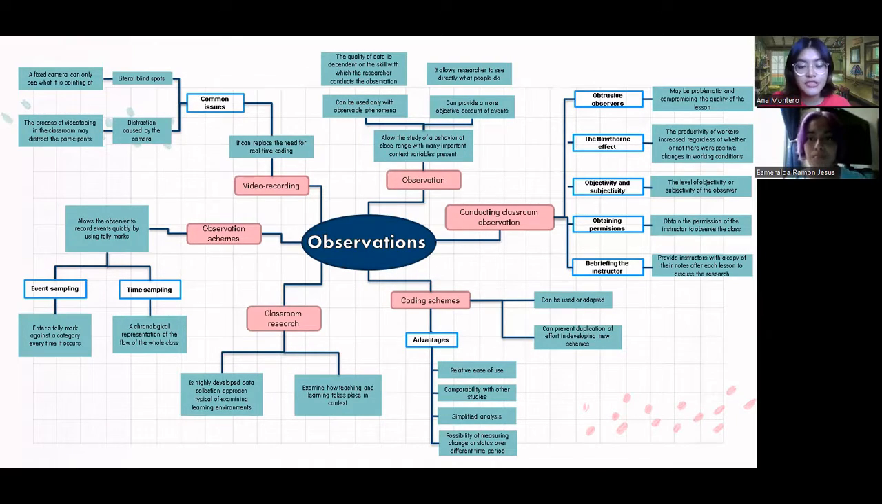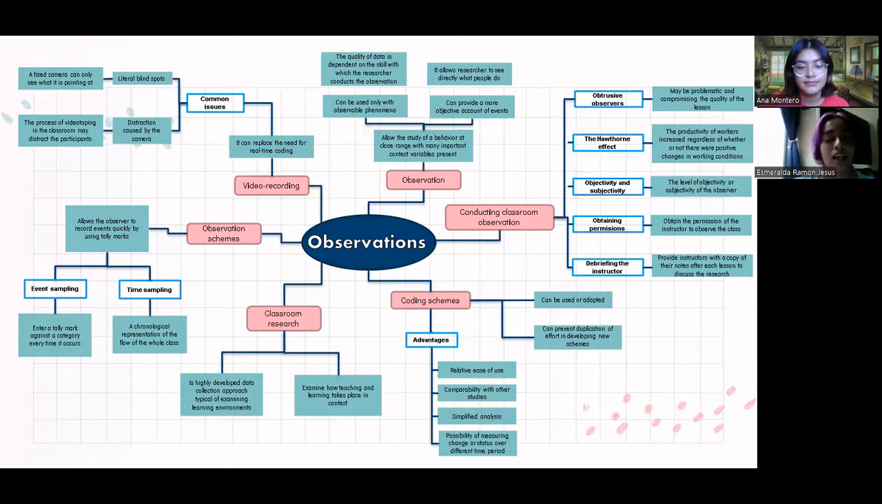Well, classroom research is a highly developed data collection method, typical of examining learning environments. So it's also examining how teaching and learning take place in a context.